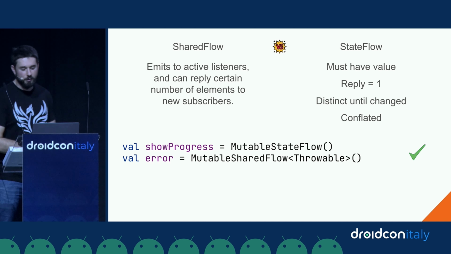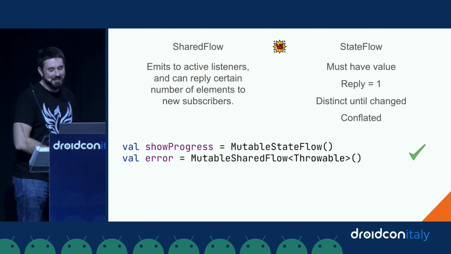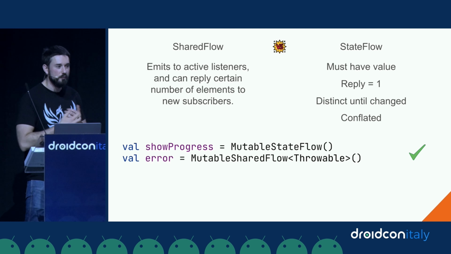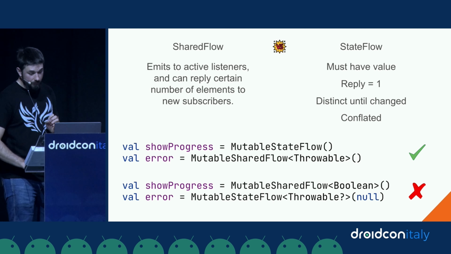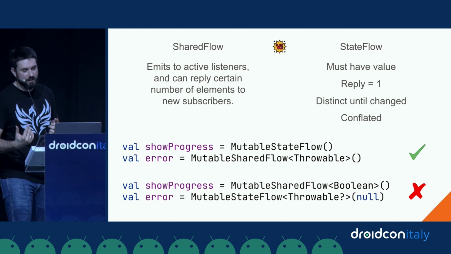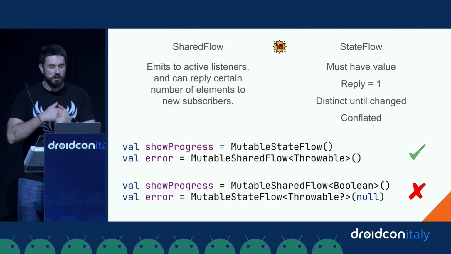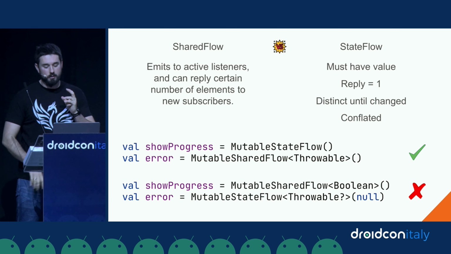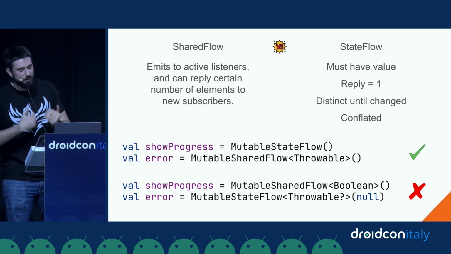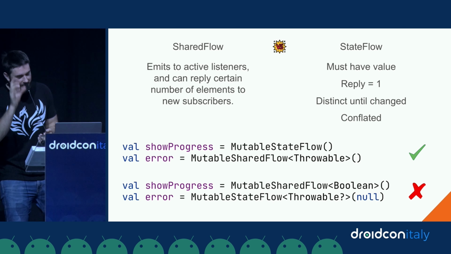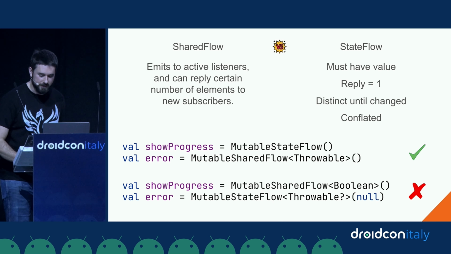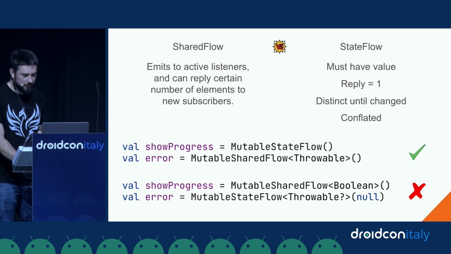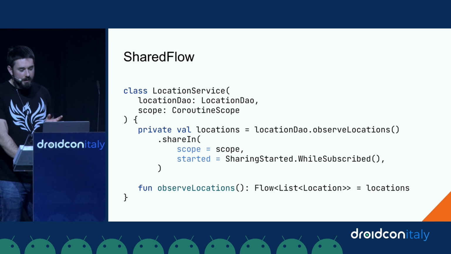What StateFlow, though, is not that perfect for, is to represent events. It is not for representing events. And so for representing events, SharedFlow should essentially be used. You shouldn't use a MutableSharedFlow for a state, and you shouldn't use a StateFlow for events. Okay, I will get back to that in a moment.